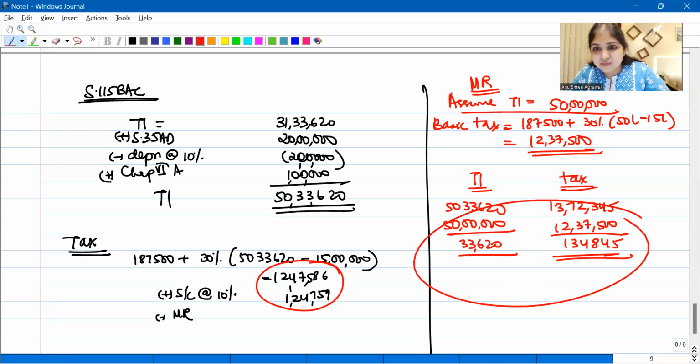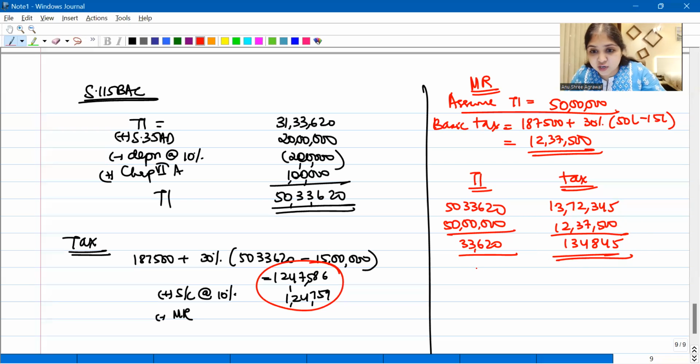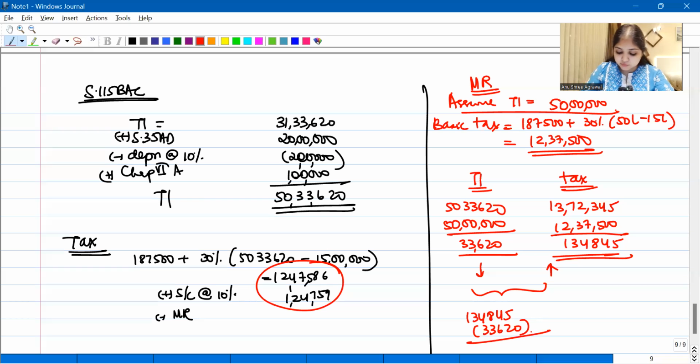Now tell me, is this even fair? For just 33,620 income, you're asking me to pay so much extra tax. My total income difference is lesser. My tax difference is higher. So therefore, will I have marginal relief? My income is less. My tax is more. My tax is more than my income. So yes, I will have marginal relief. The difference of 1,34,845 minus 33,620. What is this difference? This difference is going to be 1,01,225. This becomes our marginal relief number.